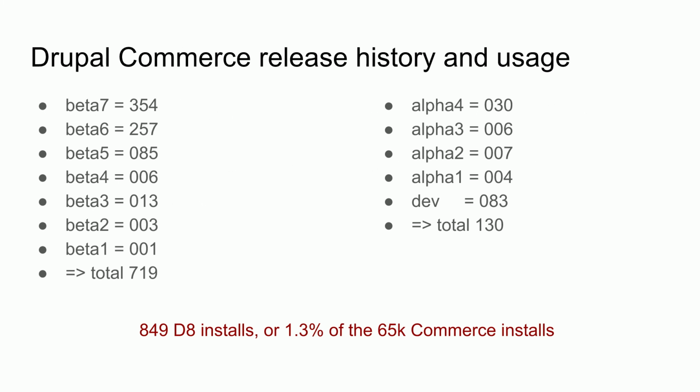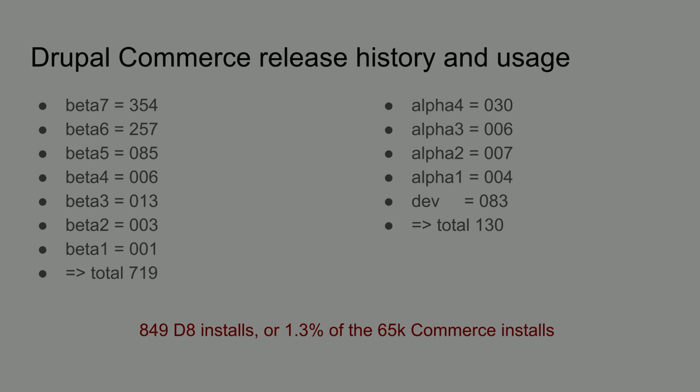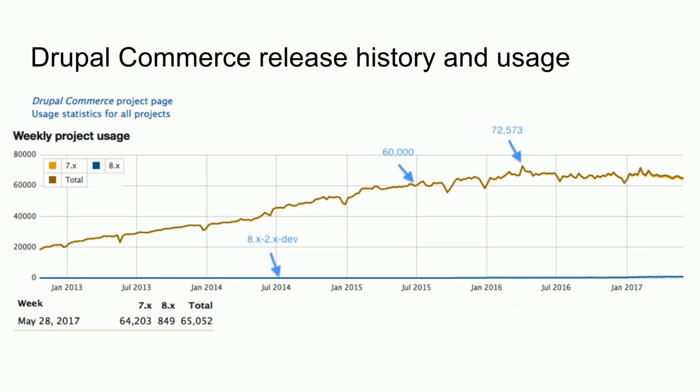Just quickly here, this is the breakdown of the Drupal Commerce releases. Currently there are 849 D8 installs, which is 1.3% of the 65,000 Commerce installs, the reported installs, of course. And this is what it looks like if you look at Drupal Commerce. There are a few interesting things. August 2014 is the first 8.x dev version. They reached 60,000 in July 2015, and the peak was in March 2016.